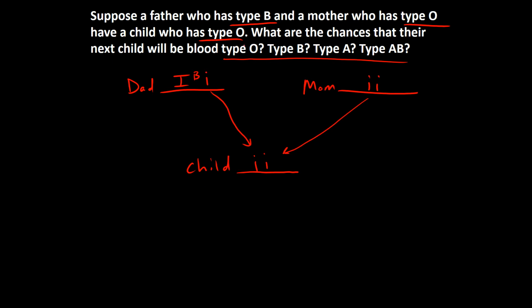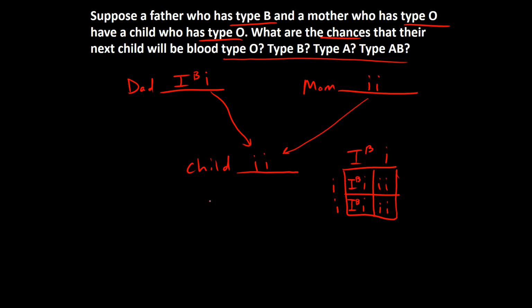Now it says, what are the chances? Whenever it says what are the chances, you should do a Punnett square. So we're going to do a Punnett square with mom and dad. Here's dad on the top of the Punnett square, and here's mom on the side. It doesn't matter whether mom or dad is on top or the side. So we have I^B, little i on top, and little i, little i on the side. These are the possibilities for the kids. These are the only kinds of kids that they can have.